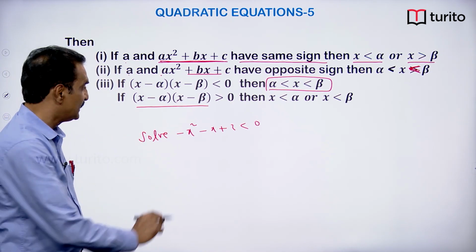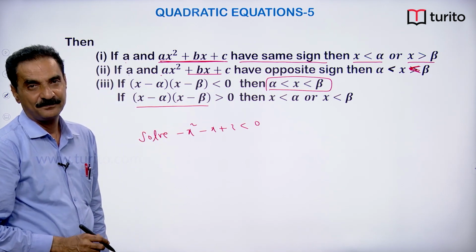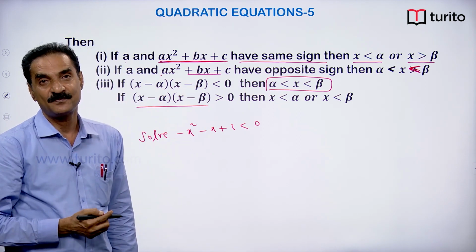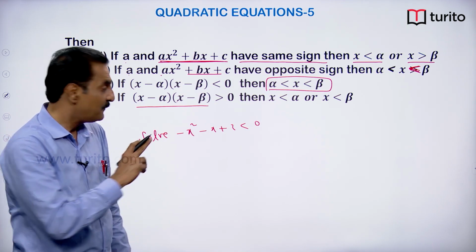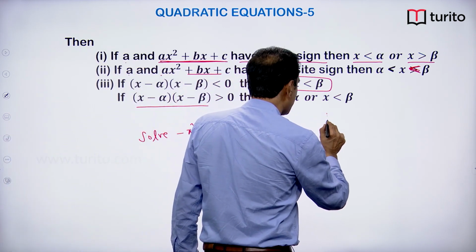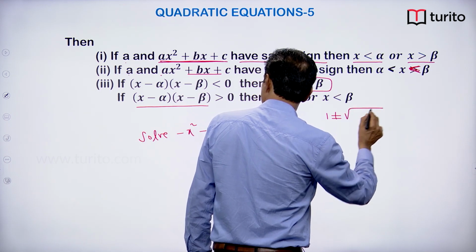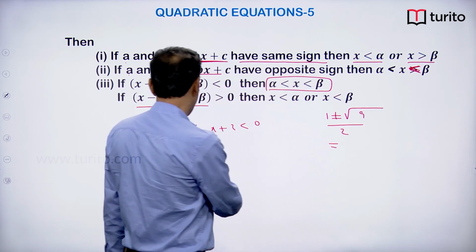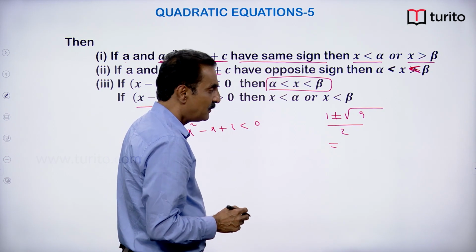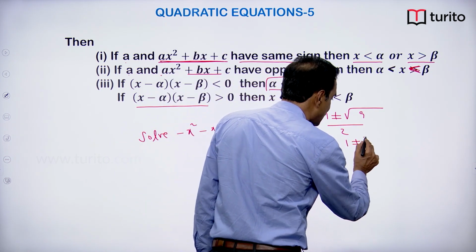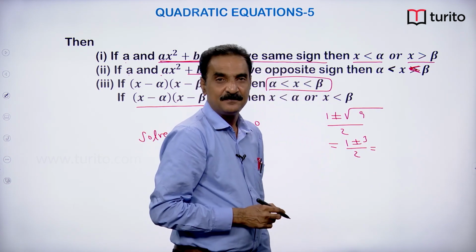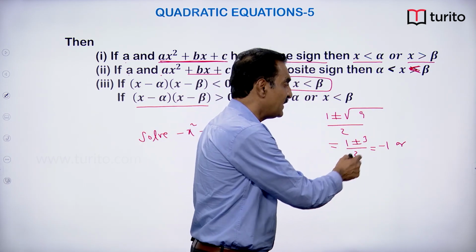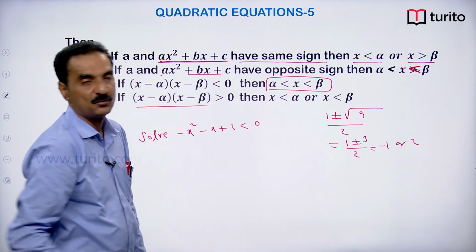Then what will you do? First you check the discriminant. What is the discriminant? b square minus 4ac is positive. So, there are distinct real roots. Find them according to the formula, minus b plus or minus root of b square minus 4ac over 2a. b square minus 4ac is 9, so that is 1 plus or minus 3 by 2. If you take the minus sign, you will get root as minus 1. If you take the plus sign, 1 plus 3 by 2 is 2. Minus 1 and 2 are the roots.